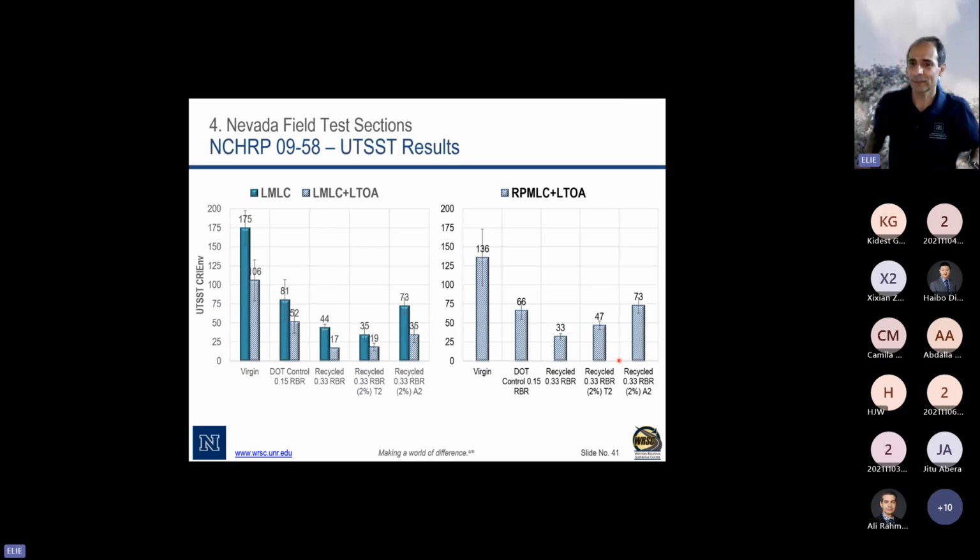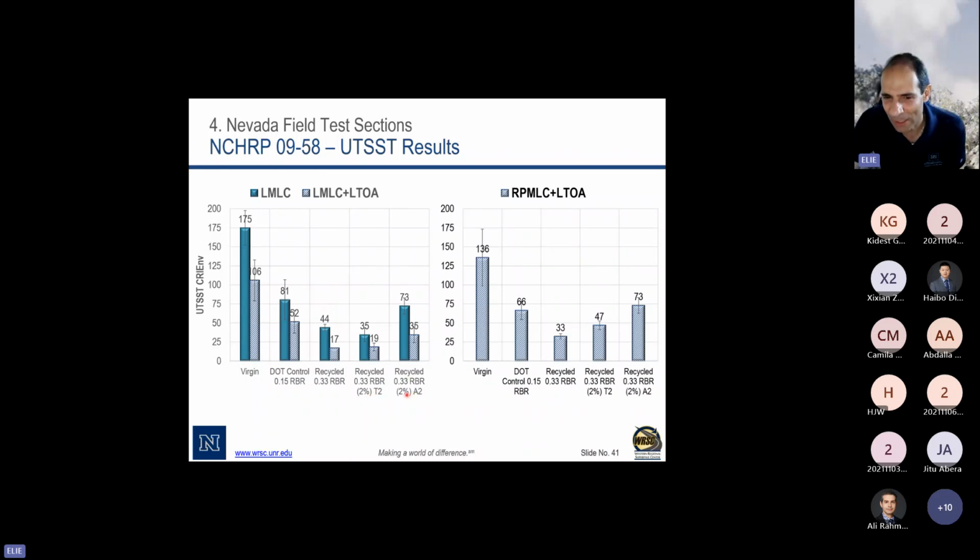Here is the data for lab mixes after short-term aging and long-term aging. And here's the data for plant-produced mixtures, the reheated plant-produced mixtures and after long-term aging. If you look at both, there's a consistency. They go down and go up because you have the virgin, 15% RAP, 30% no recycling, 33% with the tall oil, and 33% with the aromatics.